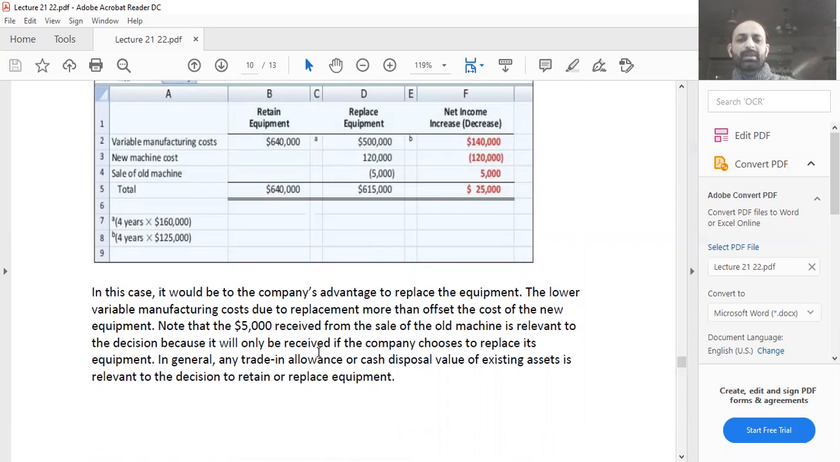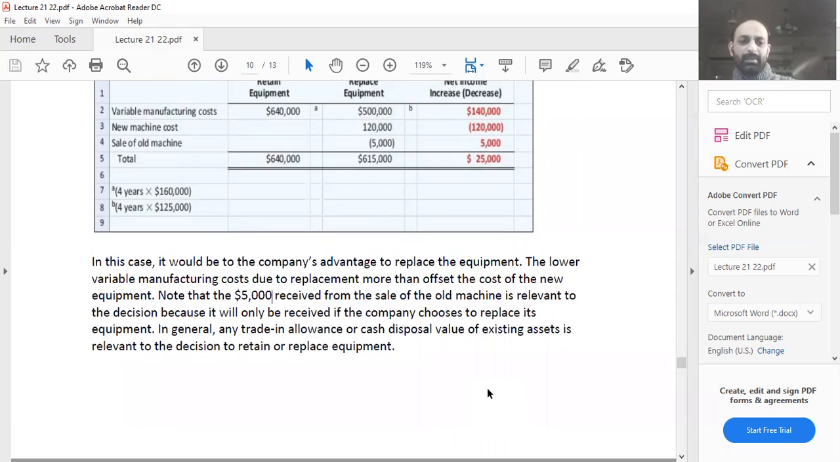Because it will only be received if the company chooses to replace its equipment, that is why the $5,000 we will include in this incremental analysis. In general, any trade in allowance or cash disposal value of existing assets is relevant to the decision to retain or replace equipment.